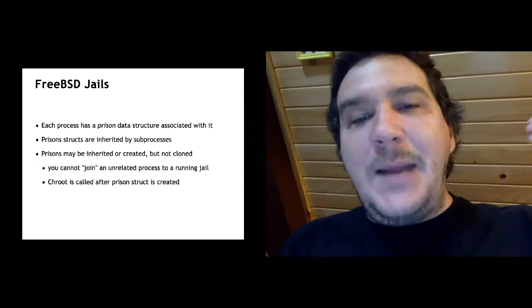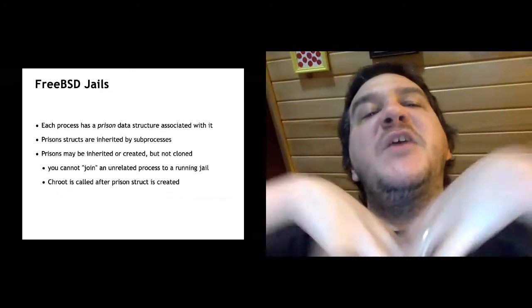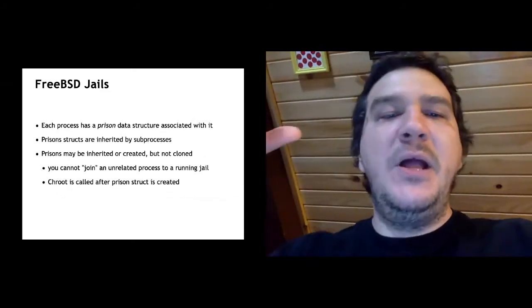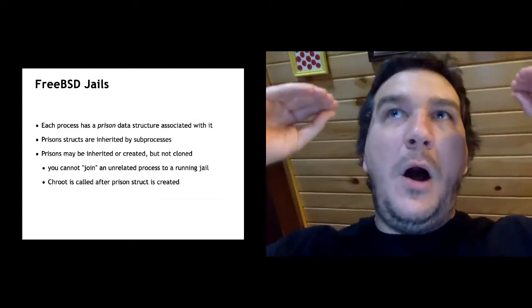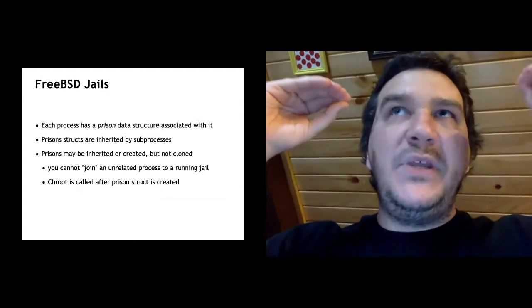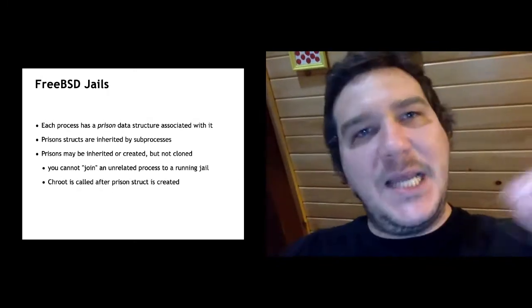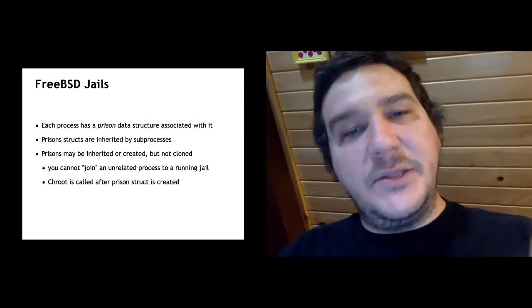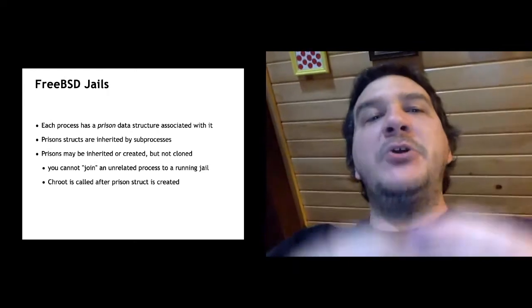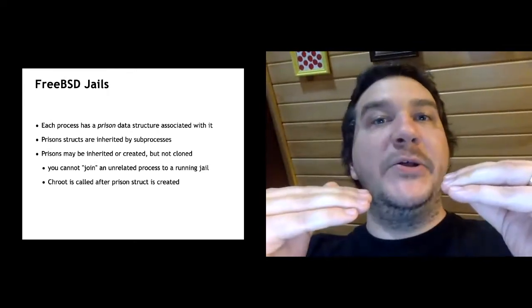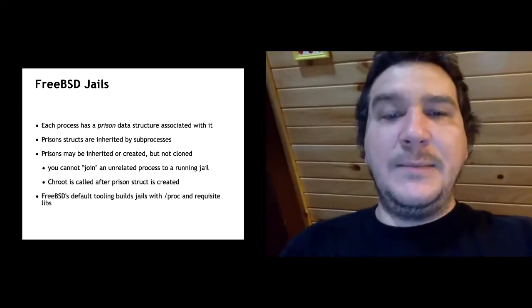And then once that prison struct is created, the chroot is like the final step in jail creation. So the prison struct controls all of the OS facilities that you call, except for the file system related ones, and those are delegated to chroot. So that's how jail really takes chroot and builds strictly on top of it.